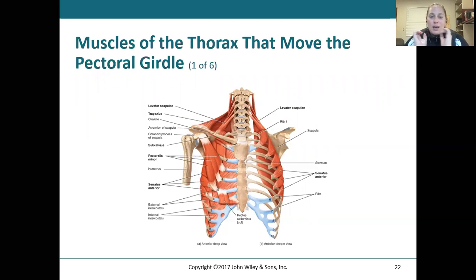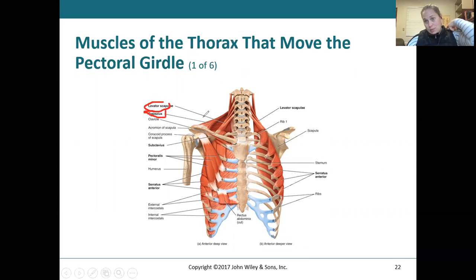So if we look at that, we've seen an image very similar to this when we were talking about the muscles of the back. So here's your levator scapulae, here's your trapezius, being one of your muscles that allows you to shrug.